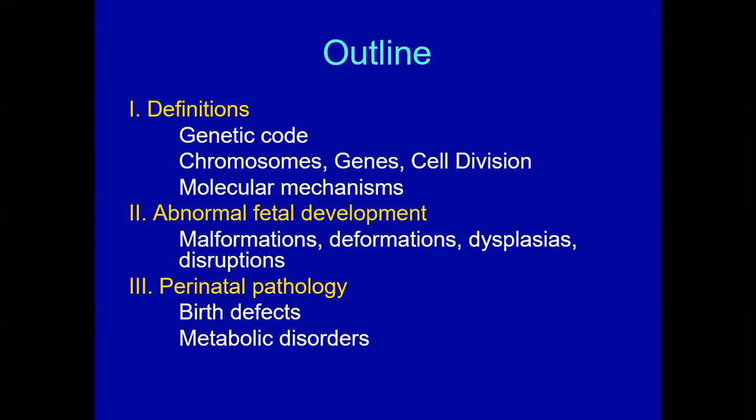These include malformations and deformities, dysplasias, and disruptions. We also learn definitions such as perinatal pathology, birth defects, and metabolic abnormalities. Now we look at metabolic diseases, and how some are related to genetic abnormalities.